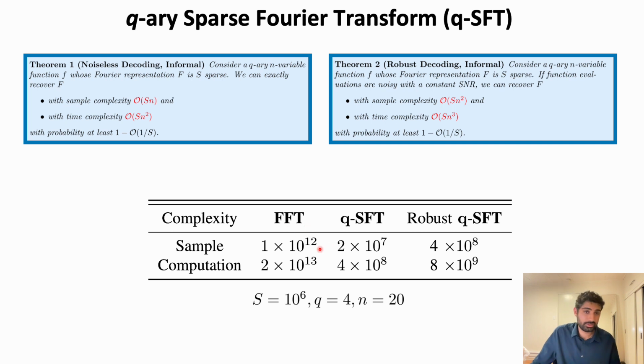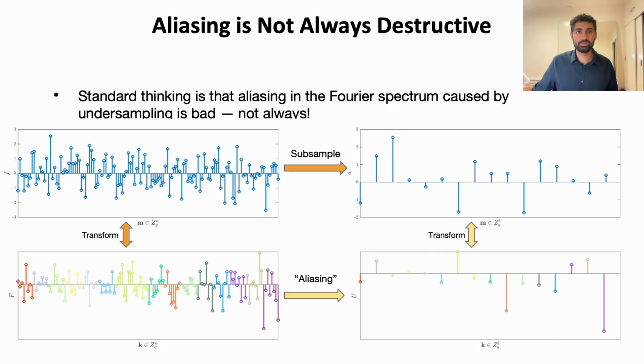So the traditional FFT is not viable from a sample and computational complexity perspective, while our algorithm, which we are dubbing here QSFT, is very practical in both the noiseless and noisy cases. The next question you probably want to ask is, how do we achieve this? The key idea is noting that aliasing doesn't need to be destructive, particularly when the transform is sparse.